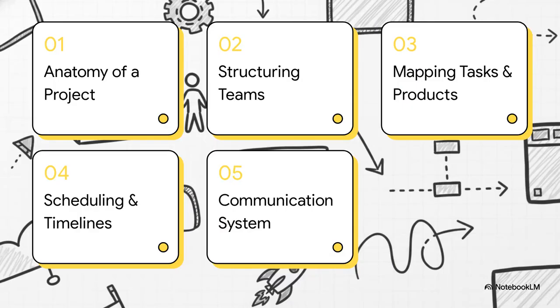So here's our roadmap for this explainer. We'll start with the anatomy of a project, then move into structuring teams and roles, map out tasks and products, dive into scheduling and timelines, and finally, explore the communication nervous system.